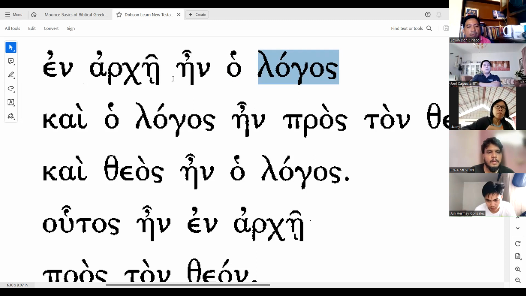In beginning was the word. In beginning was the word. Kai ho logos en pros ton theon. And the word was pros, which could also mean before or in front, but here it functions as a with. And then ton theon, the God.